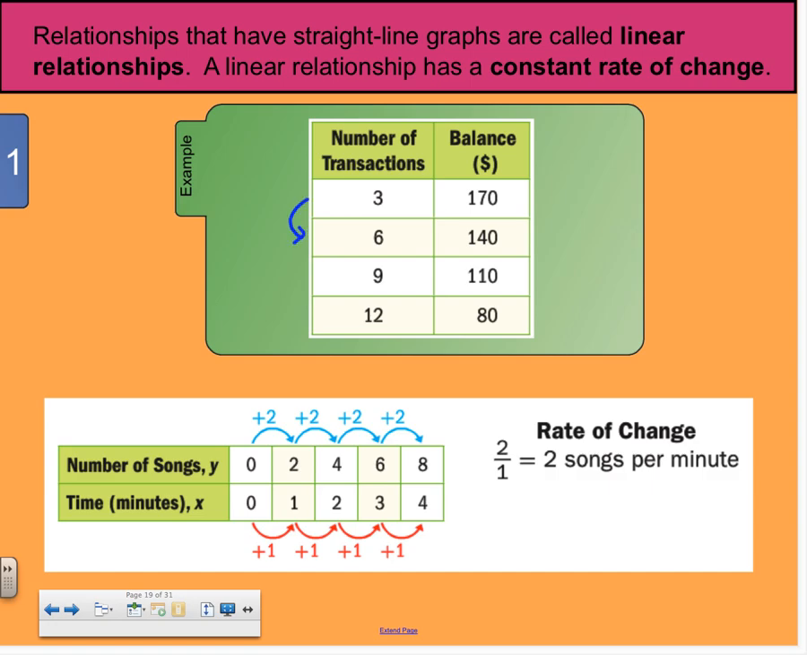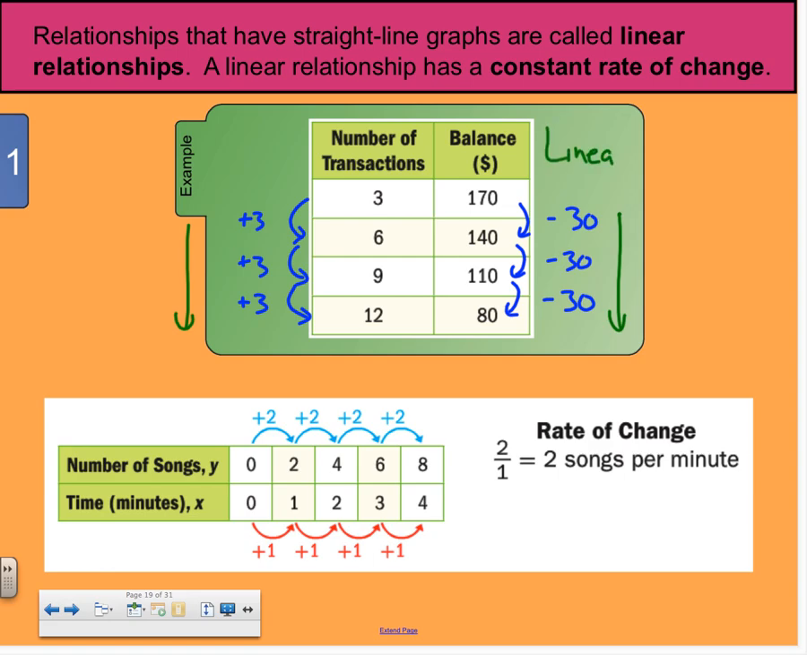Well, on the left side, you can see we're increasing by 3 each time. So it's definitely constant on this side. On the other side, we are decreasing, but you can see that each time it is decreasing by the same amount. It is decreasing by 30. So we have a constant change on this side, and we have a constant change on this side. So we do have what is called a constant rate of change. So we can say that this is linear. We know this is linear because we have a constant rate of change.